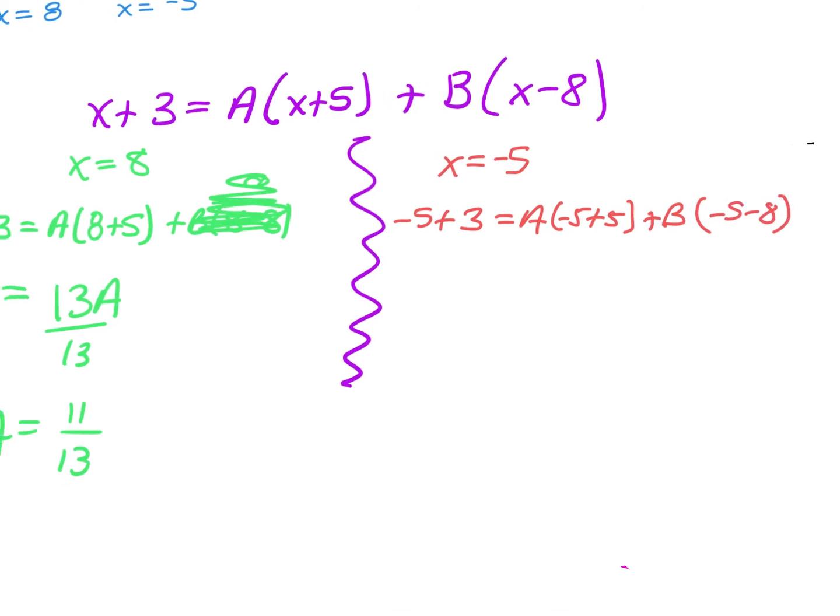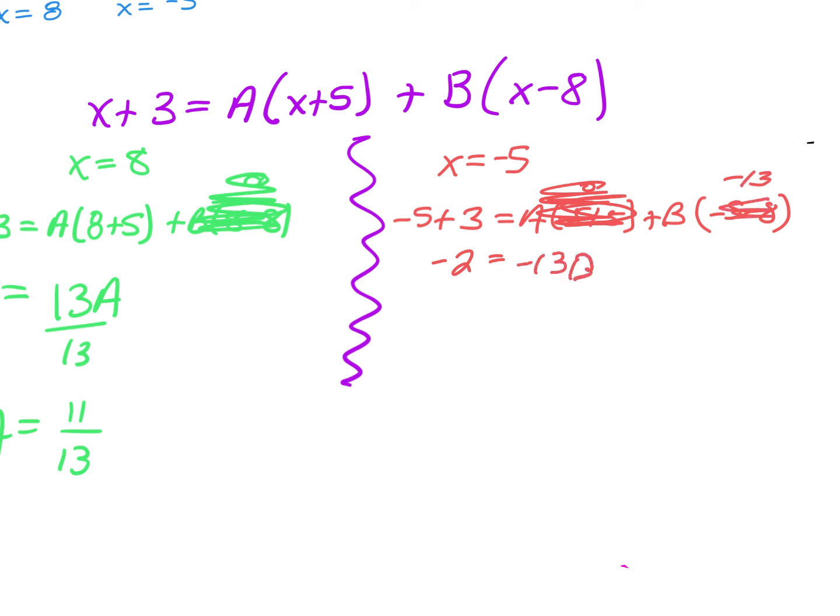Agreed? Okay, so what is negative 5 plus 3? Negative 2 equals, what's negative 5 and positive 5? 0. So then a times 0, this is gone. So now I have, what's negative 5 and a negative 8? Negative 13, right? So I have negative 13b. Now what? Divide both sides by negative 13. What's a negative divided by a negative? Positive. So b equals 2 over 13.